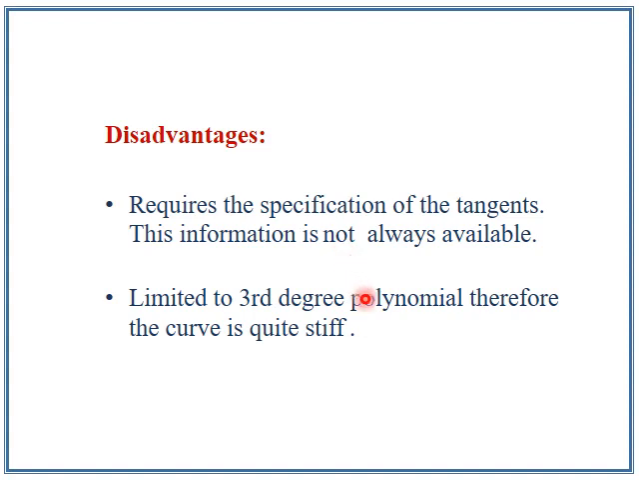And the second one, it is limited to a third degree polynomial, therefore the curve is quite stiff. Since it is a third degree polynomial, which is nothing but the power of the curve representation u, in this equation we can see that u power 3, that is a third degree polynomial, and so the curve is quite stiff, which cannot be represented like a spline. Spline is nothing but curves that can be seen without any lines. So each piece of the curve can be in the shape of a spline.